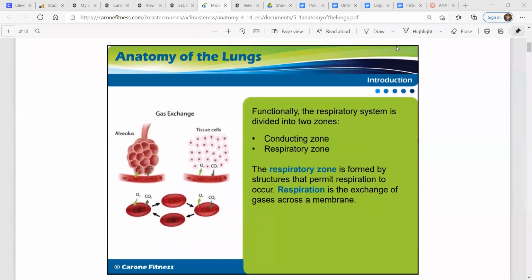We talked about the respiratory system, and we looked at the conducting zone. And there is also the respiratory zone. The respiratory zone is formed by structures that permit respiration to occur. Respiration is the exchange of gases across a membrane. So here on the left-hand side, we have a gas exchange.